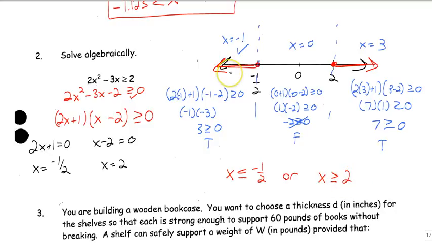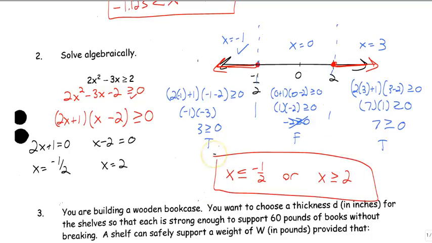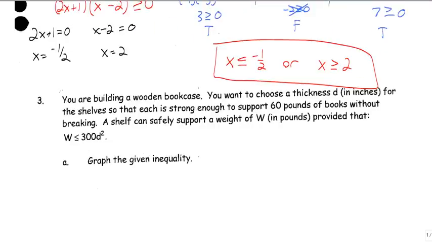Again, this is an OR graph. Don't say and, because and means they intersect. Okay, and that is it. That's how you do those two. Alright, so now we just have word problems. Okay?